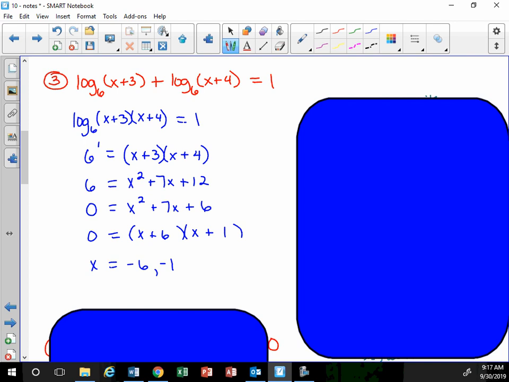Okay, don't even bother checking it in the other. It doesn't work here, so you have to throw it out. So we're done with -6. Check -1. What's -1 plus 3? 2, so that's okay. What about -1 plus 4? That's okay. So cross out the -6, but the -1 definitely works. Okay.